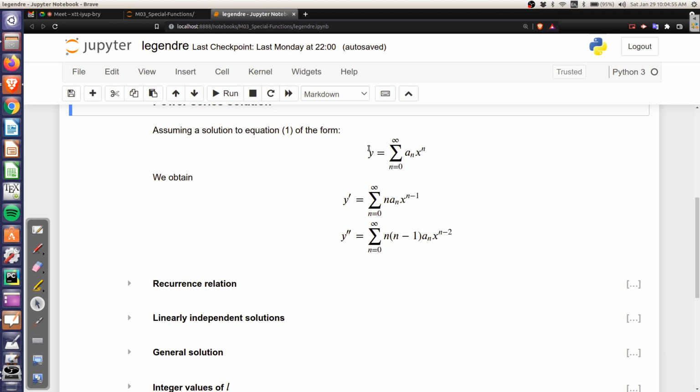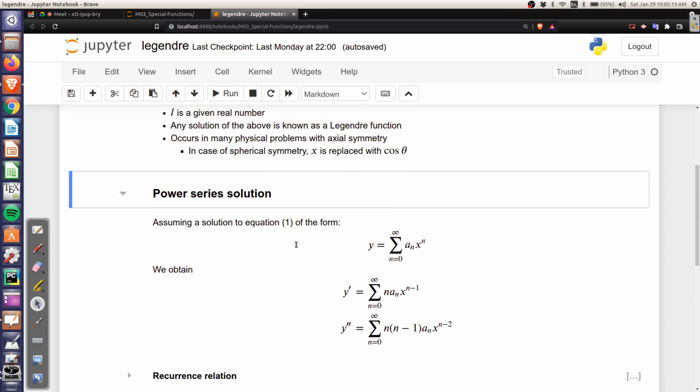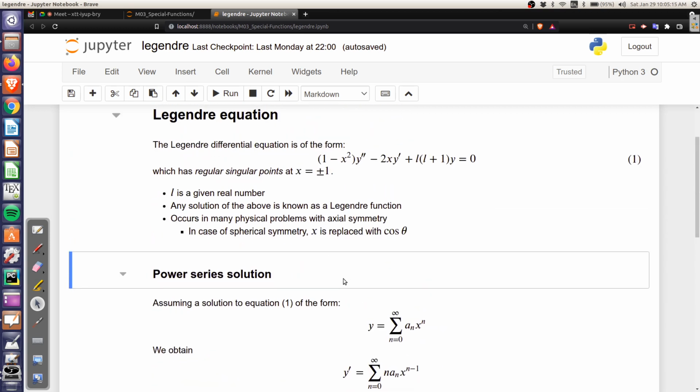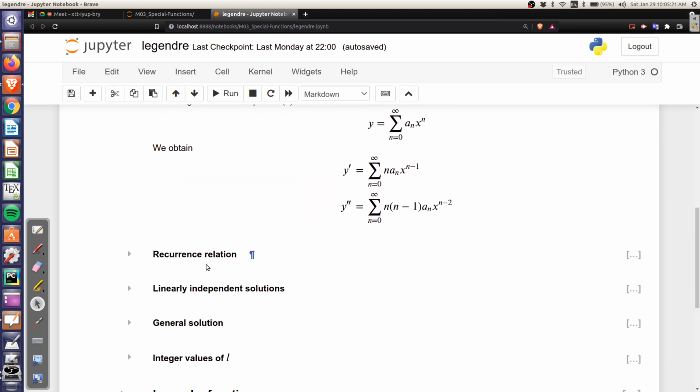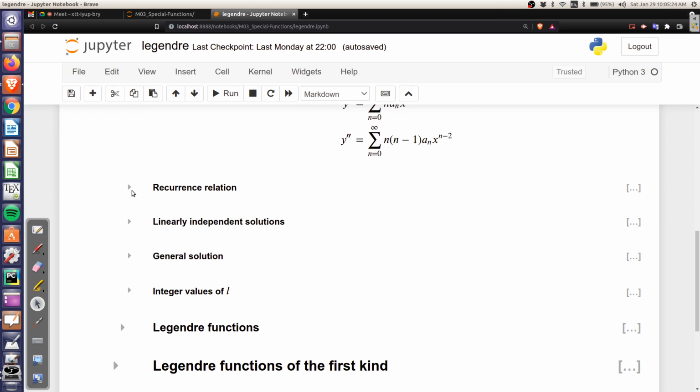So this is the derivative of y, and then you differentiate once again, so y double prime will become equal to this, n minus 1 also comes up front, so we have n into n minus 1 a n x to the power n minus 2, because here the power is going to reduce further by 2 because of the second derivative. Okay, so now we just need to substitute this y prime and y double prime back in equation number 1, and that is going to help us obtain what is called the recurrence relation.